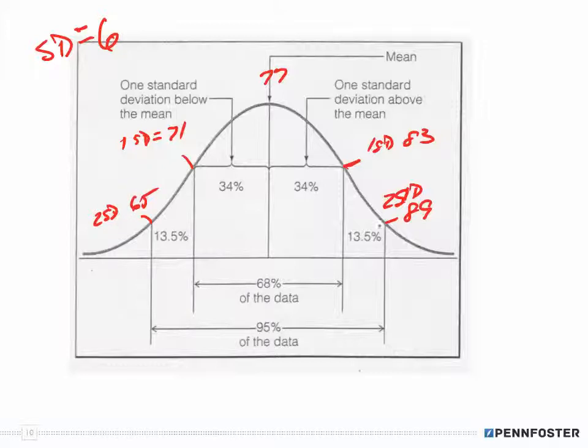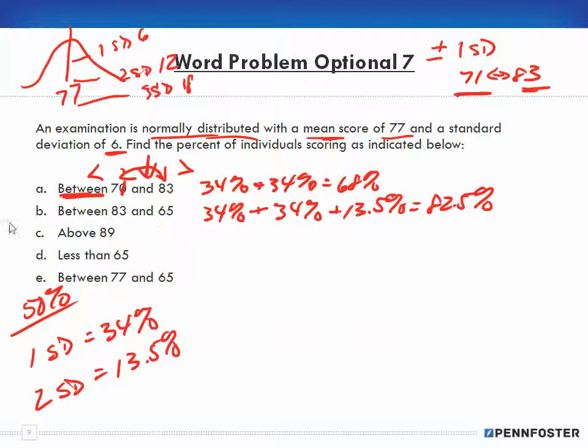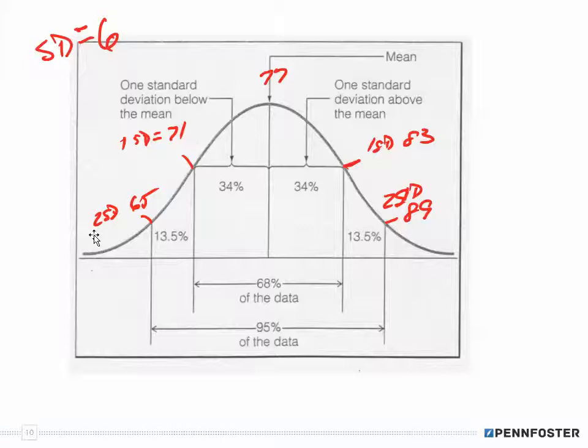Okay, so now the question said above 89. Okay, the word above is important. Why? Because here's our 89, which is 2 standard deviations, and it's asking for this area all in here. What's above the 89? So what's above 89?